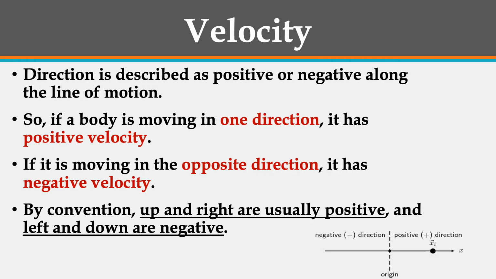Velocity. Direction is described as positive or negative along the line of motion. If a body is moving in one direction, this is positive velocity. If it is moving in the opposite direction, this is negative velocity. Look at the picture here. To the right, up and right, this is positive velocity. To the left, down and left are negative velocity.